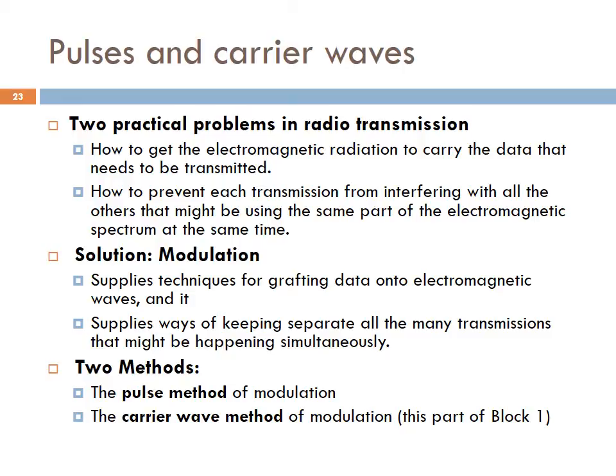Basically, two practical problems in radio transmission are how to get the electromagnetic radiation to carry the data that needs to be transmitted, and how to prevent each transmission from interfering with all the others that might be using the same part of the electromagnetic spectrum at the same time. So the solution is modulation. It supplies techniques for grafting data onto electromagnetic waves, and it supplies ways of keeping separate all the many transmissions that might be happening simultaneously. So we need to transport data over a wave.